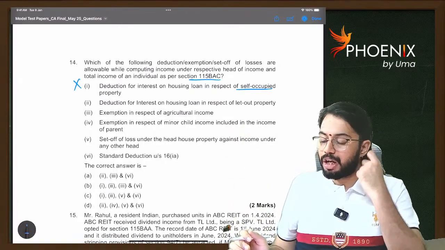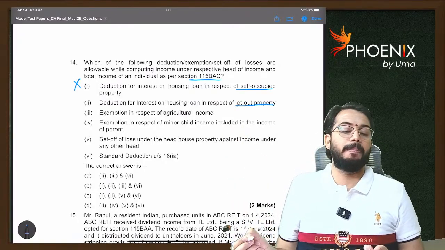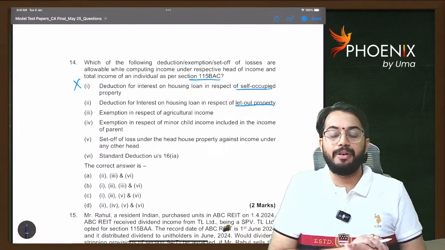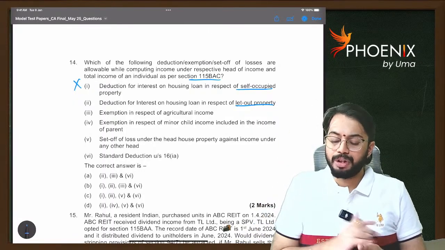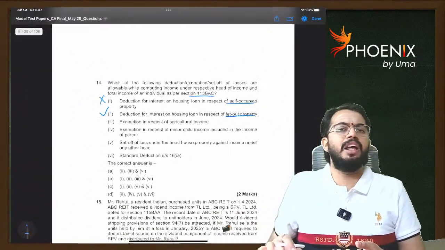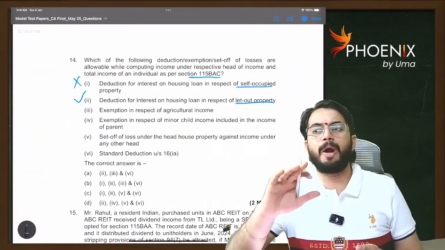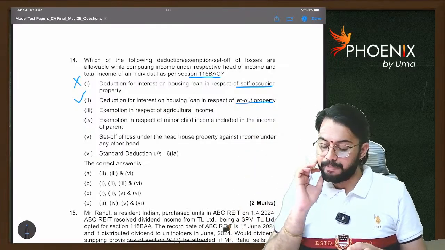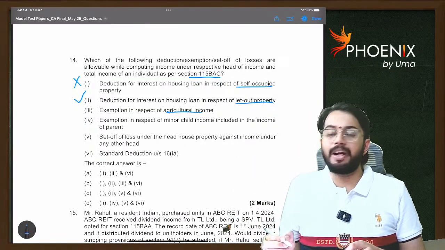Deduction for interest on housing loan in respect of let out property. For let out property, whatever the interest is there, such interest will be allowed as deduction. Okay. So even under default tax rates also for let out property, whatever the interest is there, total interest you can claim as deduction. Next, exemption in respect of agricultural income.